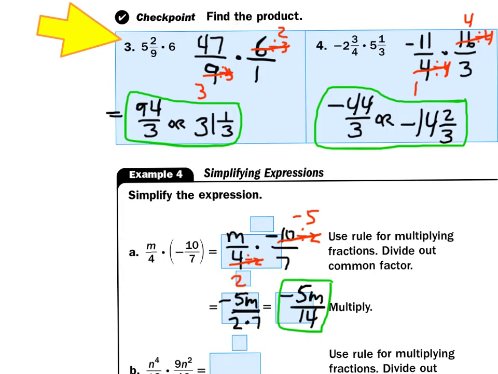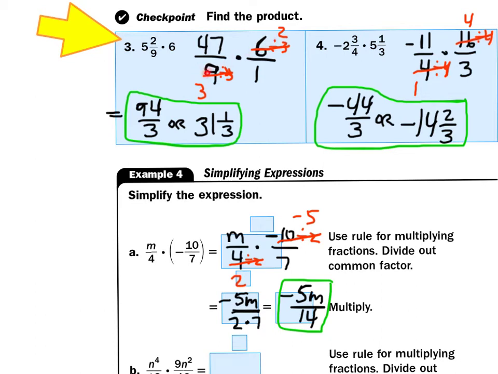All right, so look at the checkpoint. Find the product. I have 5 and 2/9 times 6. We'll make the mixed number improper. 9 times 5 is 45, plus 2 is 47 over 9, and then just make the 6 look like a fraction, 6 over 1. And now look across at the 9 and the 6.